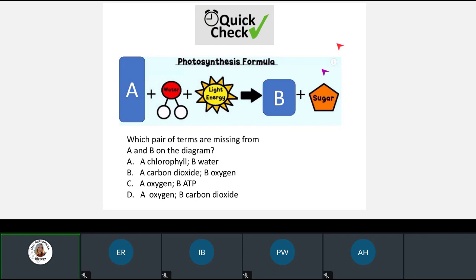So what is missing? All right, this is photosynthesis, okay? What is missing? It's got light energy from the sun. We have water from the roots. What else do we need? And then we get sugar in what?